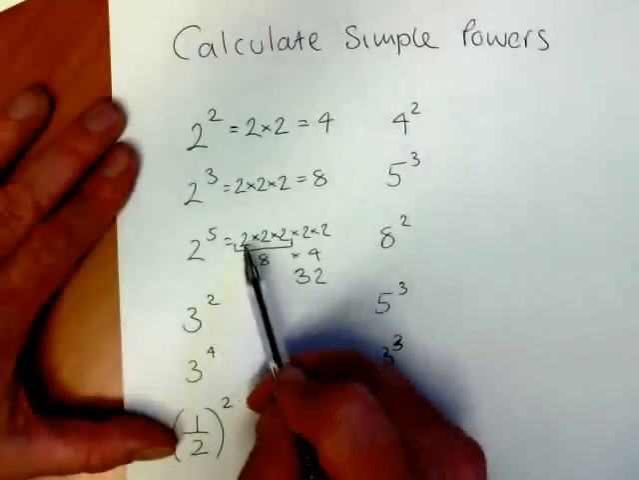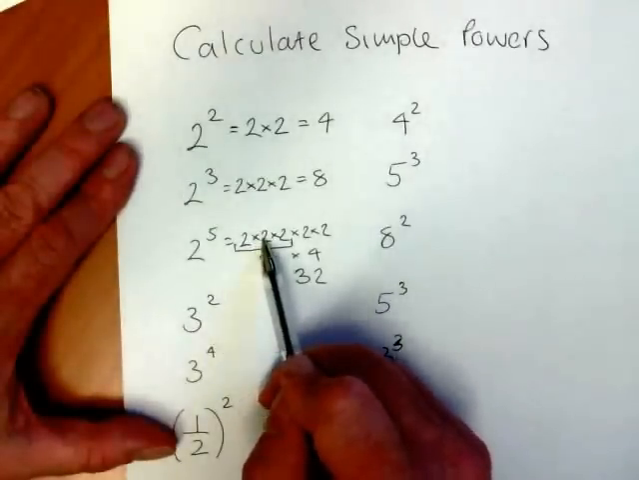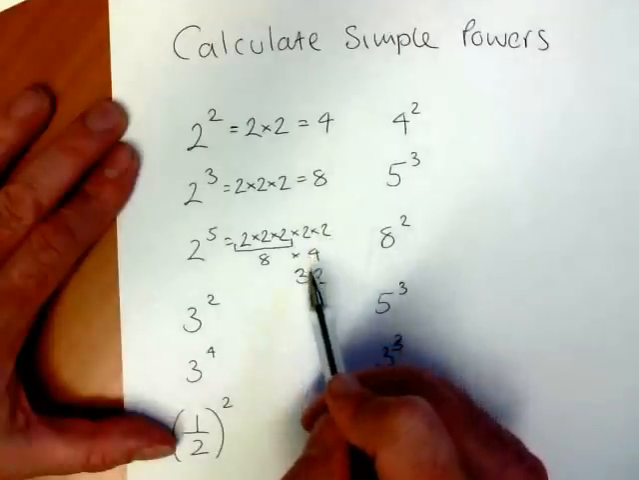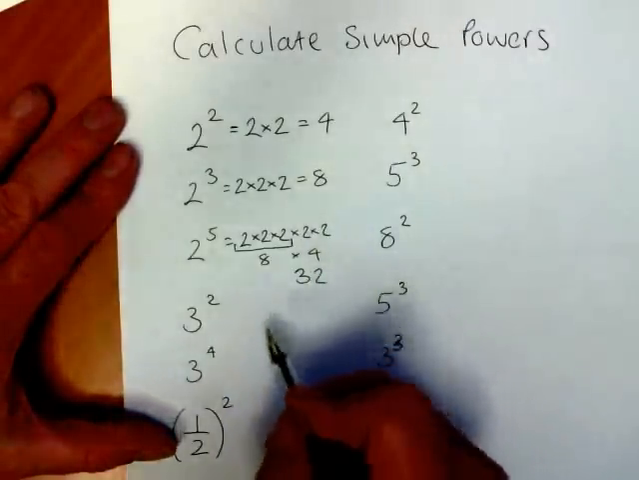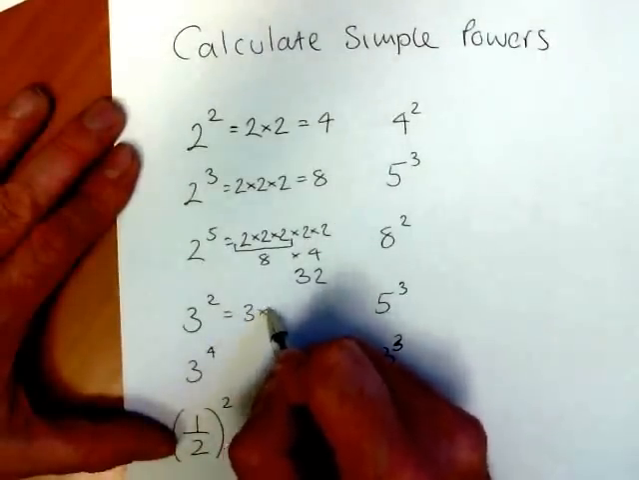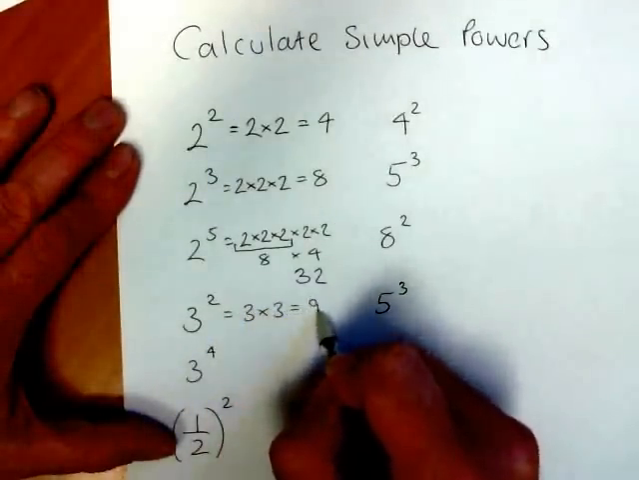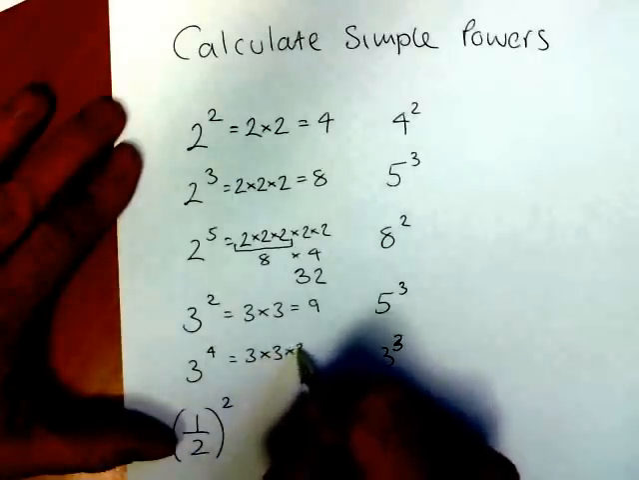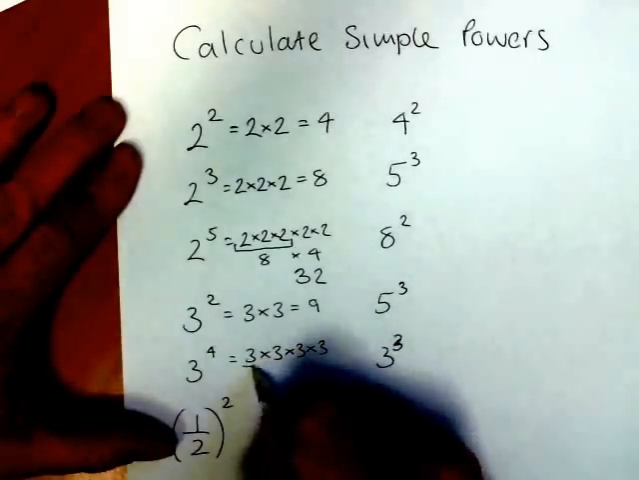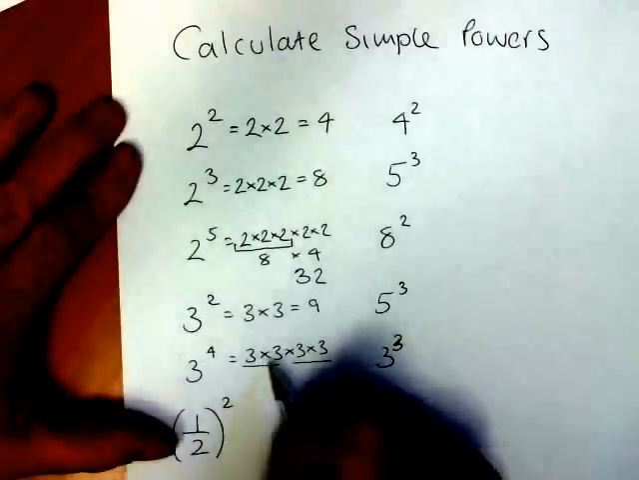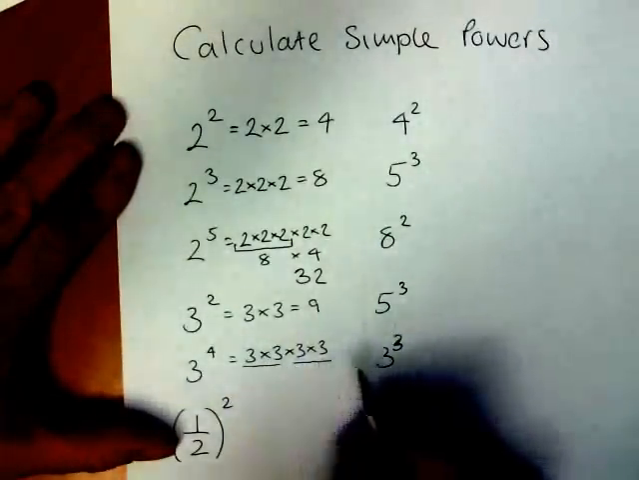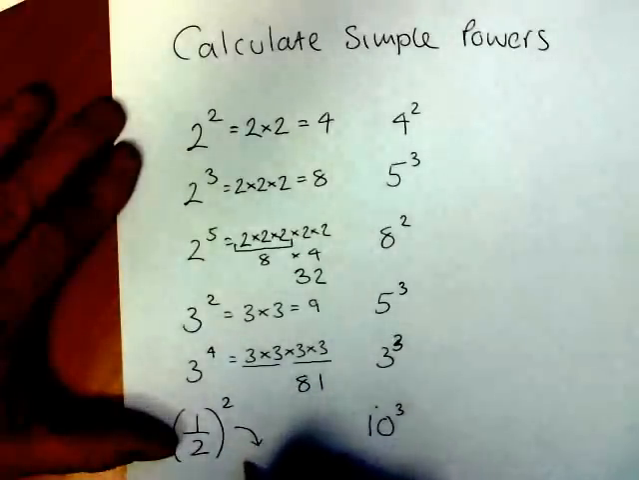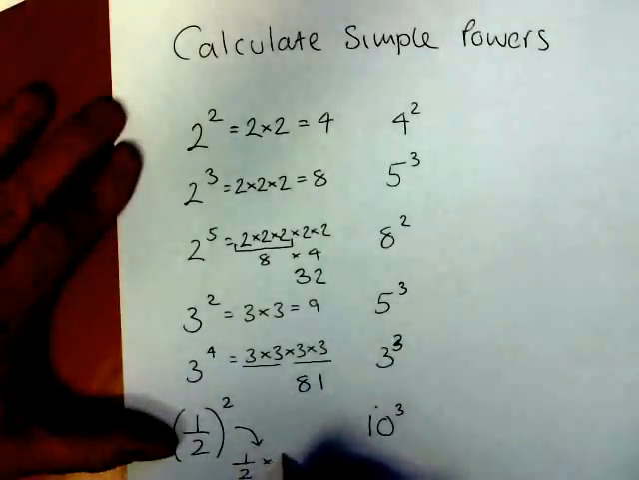Now, you could have just kept doubling. 2 times 2 is 4, times 2 is 8, times 2 is 16, times 2 gives you 32. So there's different ways to do it. 3 squared is 3 times 3, which is 9. 3 to the power 4 is 3 times 3 times 3 times 3. You might like to think of that as 9, and you can see I've underlined it, times 9, which is 81.